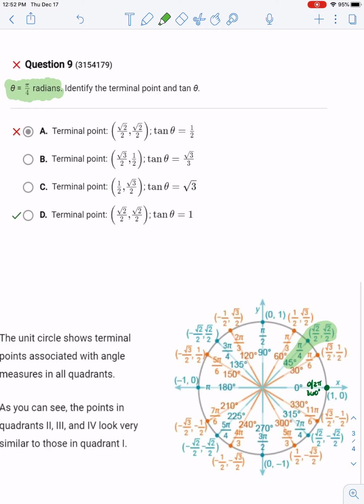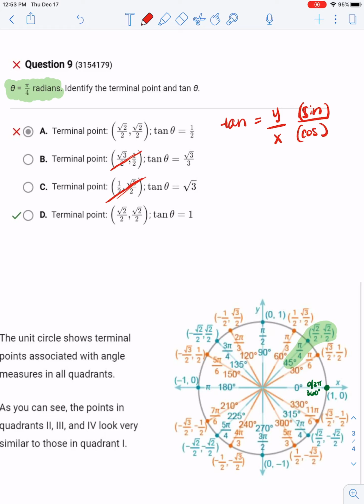Okay, so we know the terminal point is radical 2 over 2, so it's not this one, it's not this one. Now, in the very first question I kind of showed you, the tangent is equal to the y value divided by the x value, because technically it's the sine divided by the cosine, okay? So if you think of it as sine over cosine, we know sine is the y value of our point, cosine is the x value of our point.